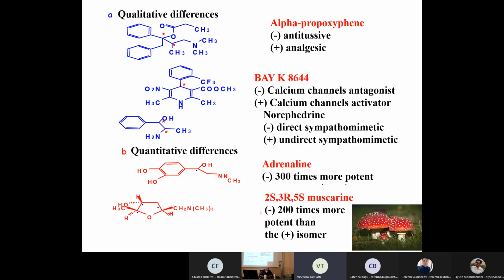Here you can see other examples of the different biological activity of the two enantiomers. This is alpha propoxyphene. It is an open chain derivative of morphine. Only the plus is analgesic, painkiller. The minus is antitussive, you know.